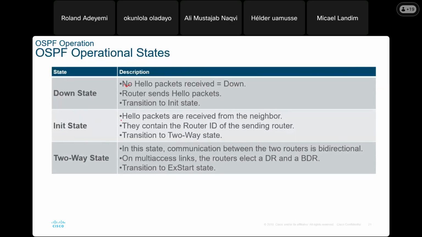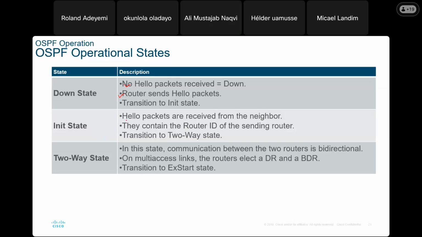No hello packet is received, the interface is down. A router can send hello. How? You can send hello, but you can't receive. When I say the interface is down, no OSPF is activated there. It should be from the other side. The router sends a hello packet. When you send a hello packet, OSPF is activated, but you cannot receive hello until you transition to init.